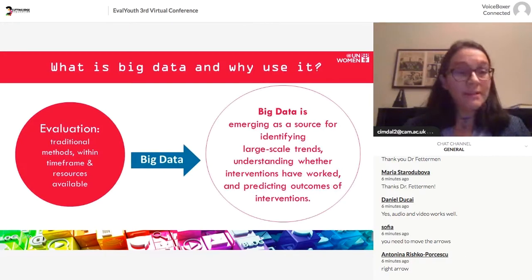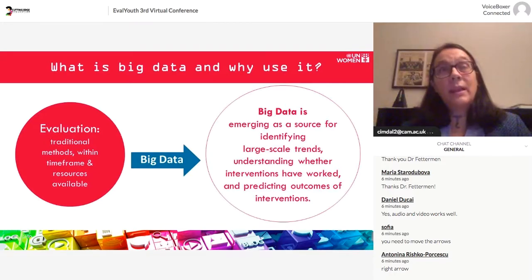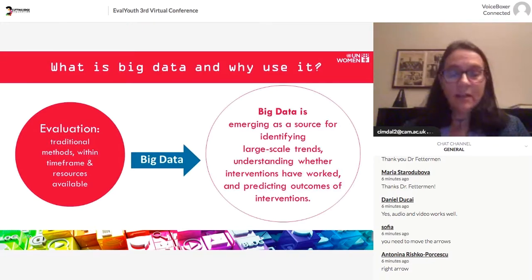Okay, so big data is emerging as a source for evaluation, mainly because it can be used to identify large-scale trends to describe what's happening, but it can be used for predicting. It can be used to predict what will be the outcome of an intervention, and also to understand how and whether interventions have worked. So for description, for explanation, and for prediction.